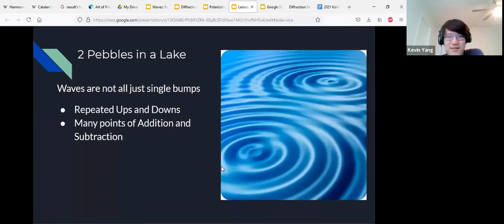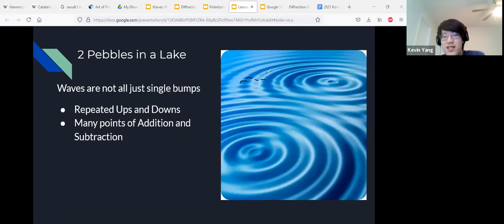All right. So another way to visualize interference is if we drop two pebbles in a lake. Whenever we drop pebbles in a lake, they form these ripples on the surface. There's going to be high parts and low parts, a lot of ups and downs and ups and downs. So as you can see here, where the two ripples are meeting, we see all of these little sections. We have these little bumps and little low points and high points.